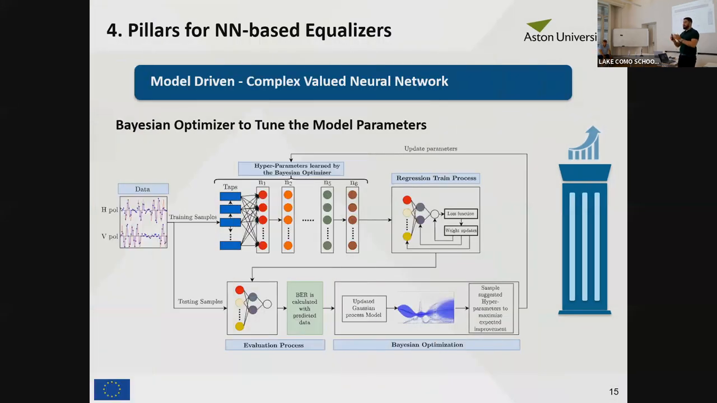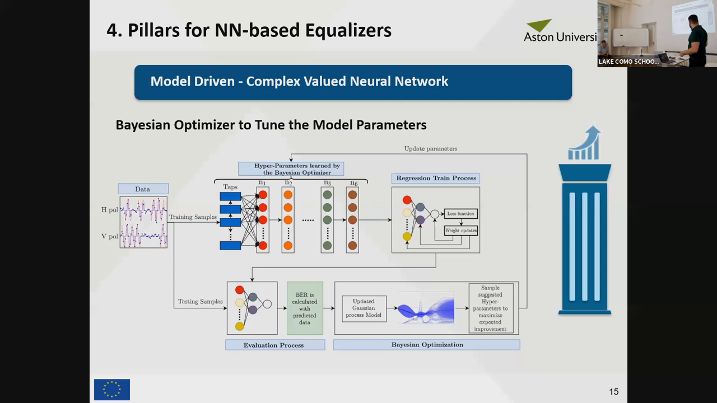we used a Bayesian optimizer. In 2019, this was what Facebook was using. I need more time to explain to you, but basically the Bayesian optimizer tries to fit a Gaussian process where our metric here is the Q factor, the BER, and it tries to find a set of hyperparameters that will give the lowest BER possible.